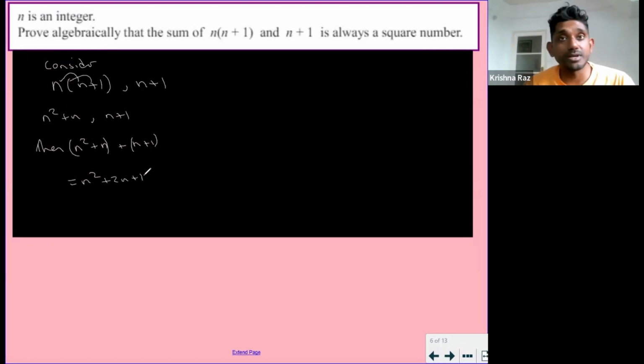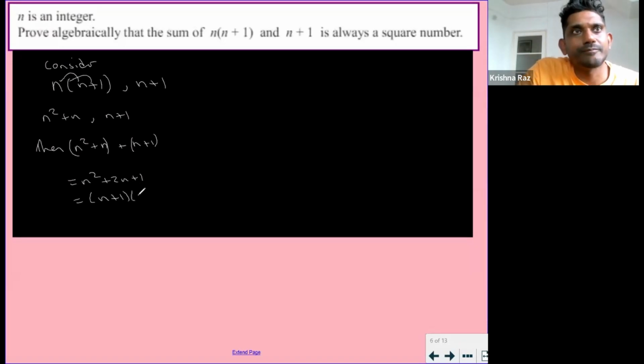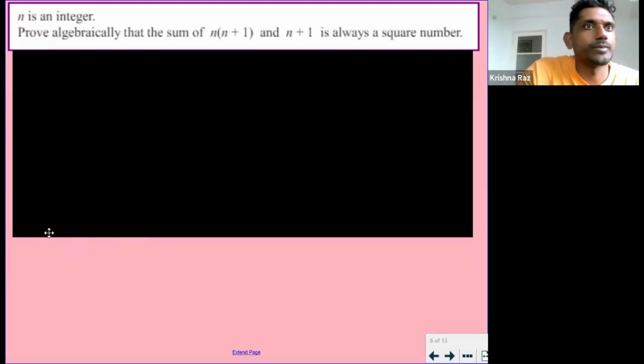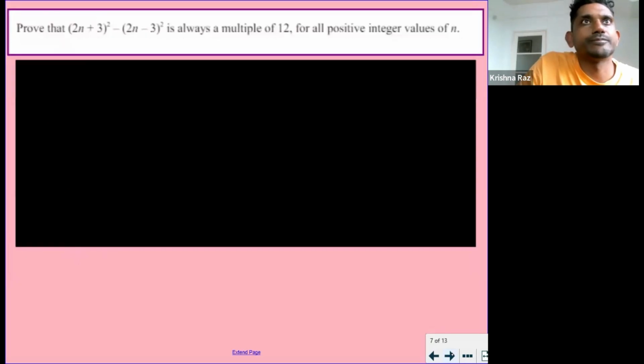Can you see what the next bit is? Let's factorize it. We get that, which is clearly squared. Boom. All right, let's do one more. One more for luck. So prove that that is always a multiple of 12.